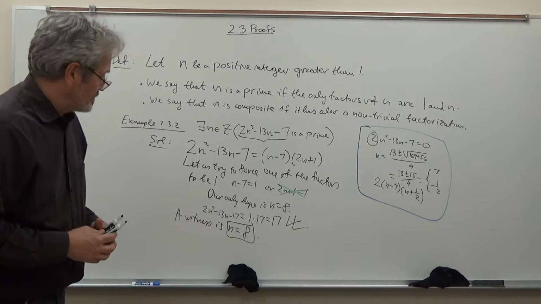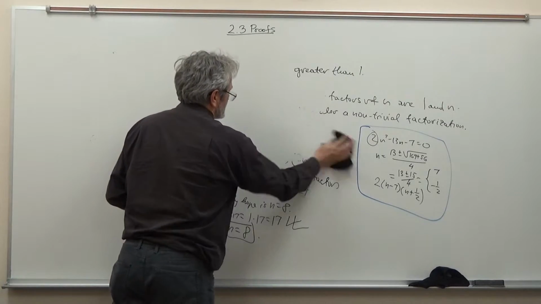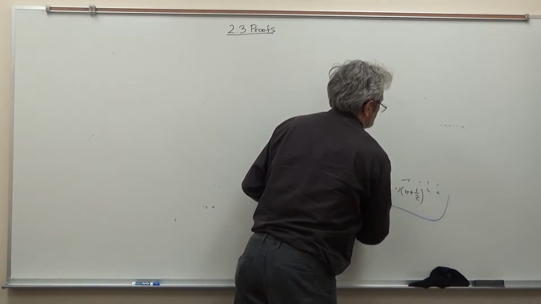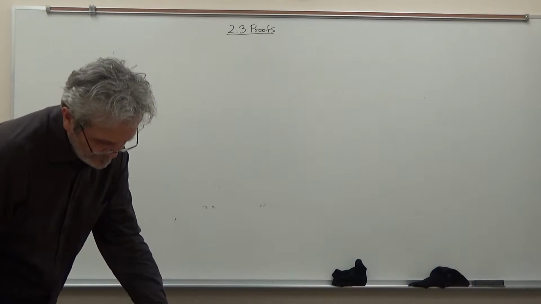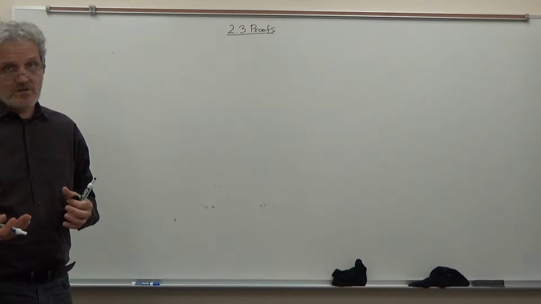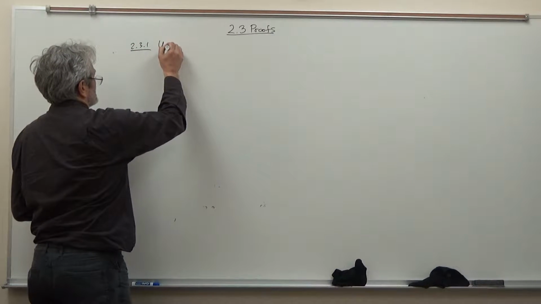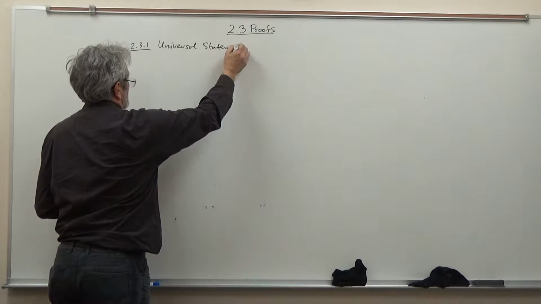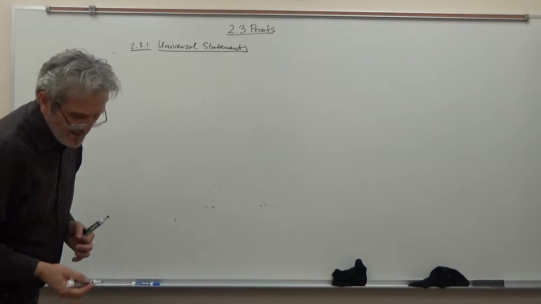So in part 2.3.1, we talked in general about the proofs of universal statements. To make a proof of a universal statement, you actually need to provide the proof for an arbitrary object. So let me see, 2.3.1, universal statement. In that case, let me consider one example.